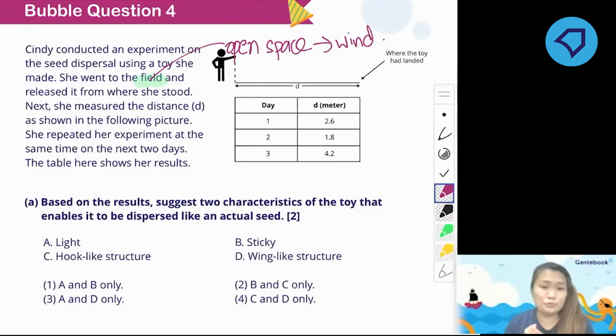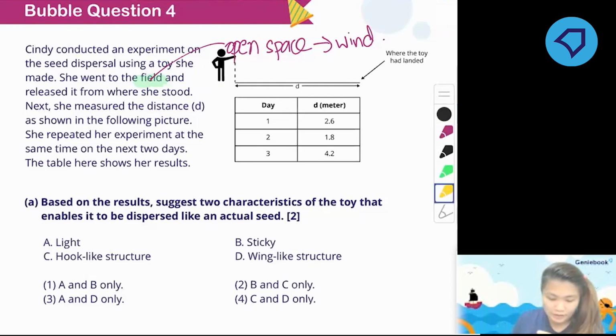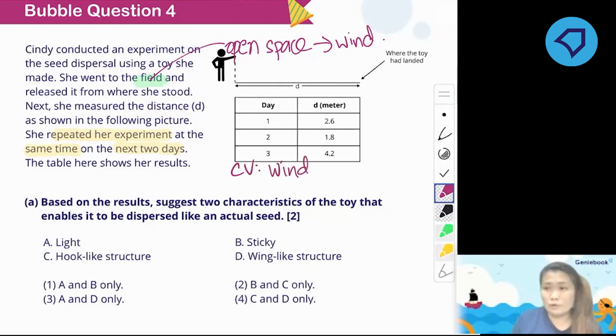What happened here is she conducted this same experiment. Over here, let me highlight for you so you can see clearly. She repeated her experiment at the same time over the next 2 days. So this tells you one thing. The change variable here will be the wind. Let me put down here. Change variable is actually the wind. You can even write down the speed of the wind or wind speed.